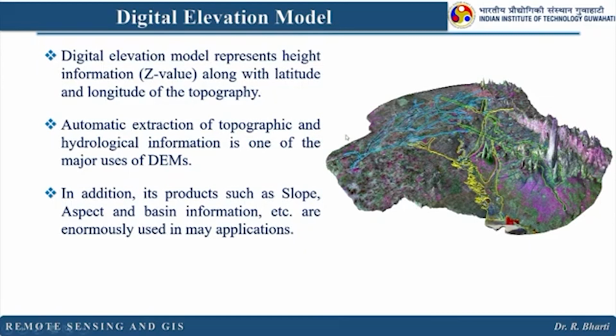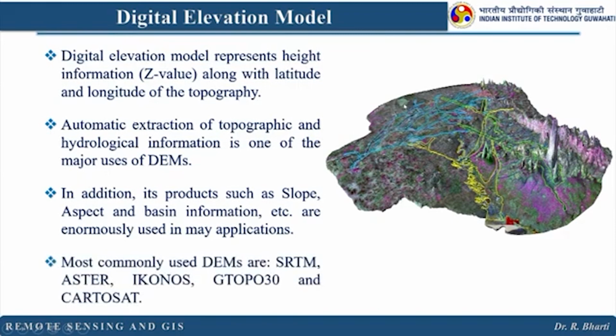So digital elevation model is very frequently used in many applications. It doesn't matter whether you are familiar with remote sensing and GIS, people are using DEM as an input in their different applications or studies. Most commonly used DEMs are SRTM, ASTER, IKONOS, GTOPO30 and Cartosat. So these are very popular nowadays. You can just Google it and see their websites, what the different modes are, and how you can acquire or procure those data sets.